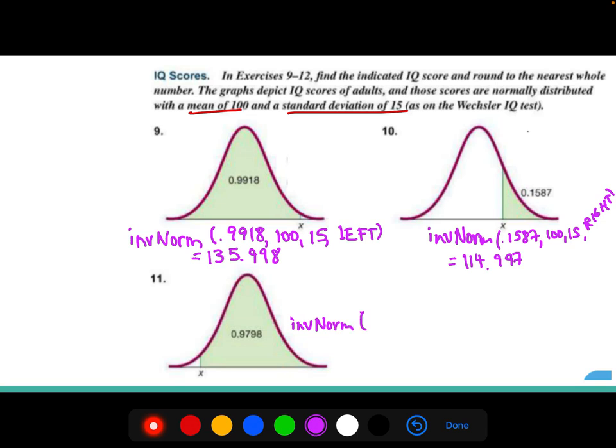Down here, inverse norm. So I'm again given the area. And the area is 0.9798. 100, 15, and this one's also to the right. And that's 69.255.